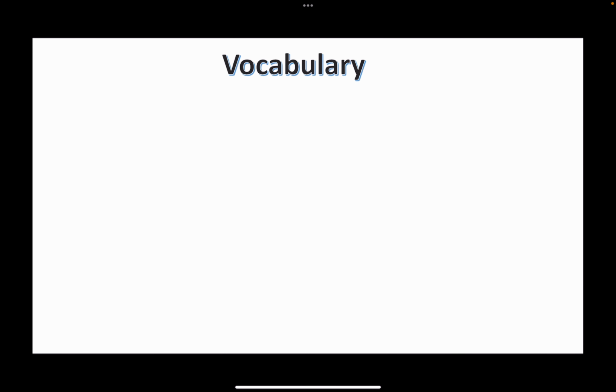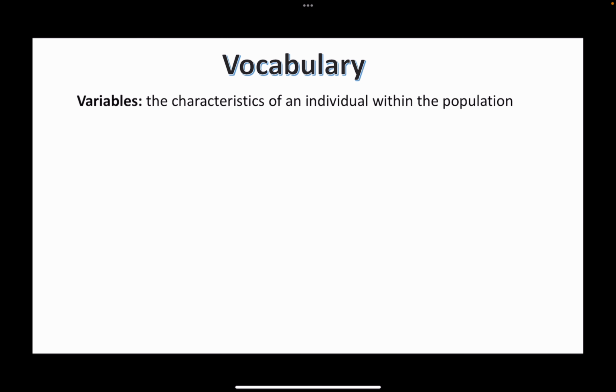So, going to need a little bit more vocabulary here. So, moving on to the next step. This is the second piece where we're going to look at quantitative and qualitative. But first, we need to know what a variable is. Yes, you know what a variable is.